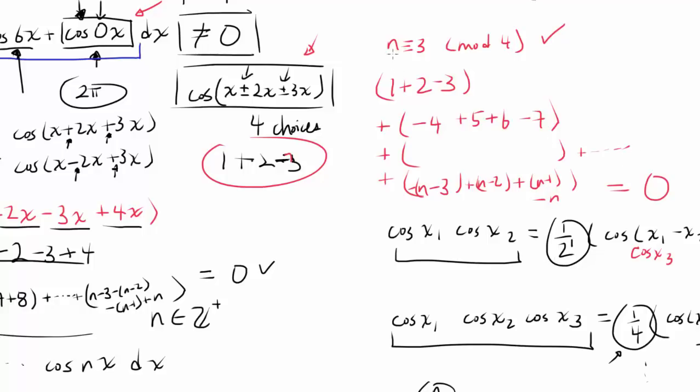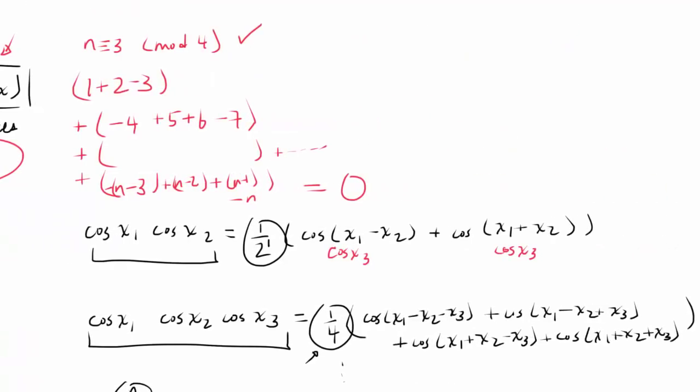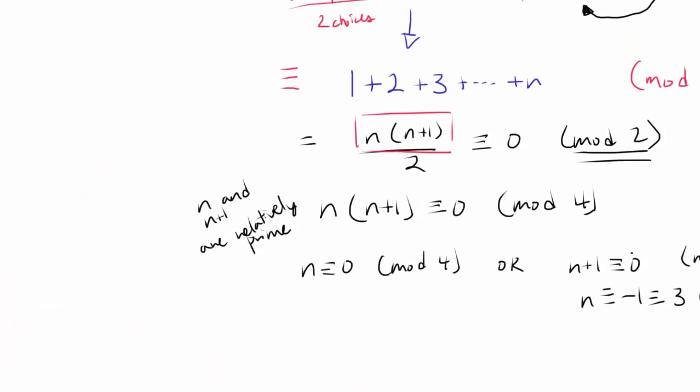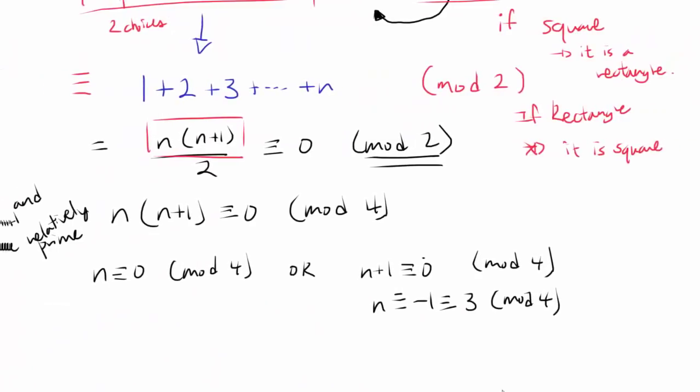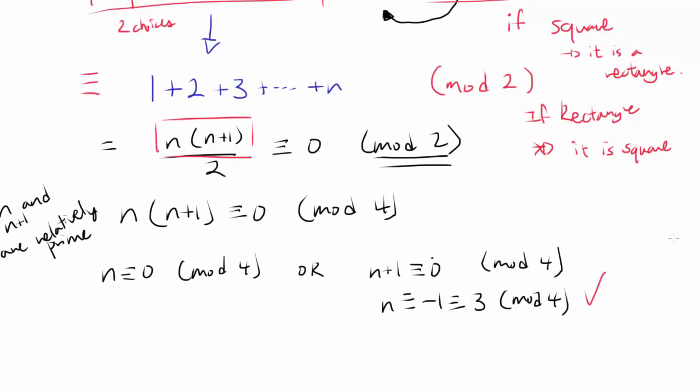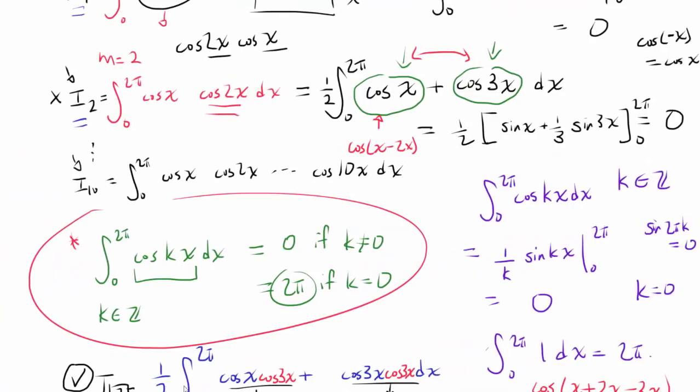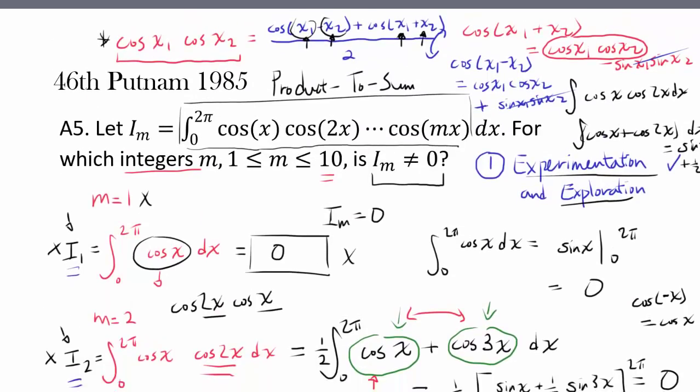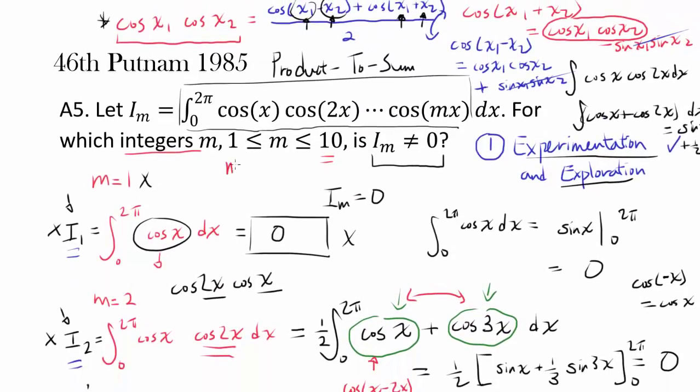So we have shown that n being congruent to 3 mod 4 is a sufficient condition, and that n congruent to 0 or 3 mod 4 is in fact a necessary and sufficient condition, and we're done. So n being congruent to 0 or 3 mod 4 is the answer to this question, and the integers between 1 and 10 that satisfy it are 3, 4, 7, and 8, and we're done.